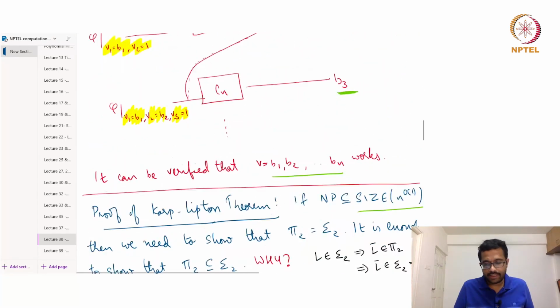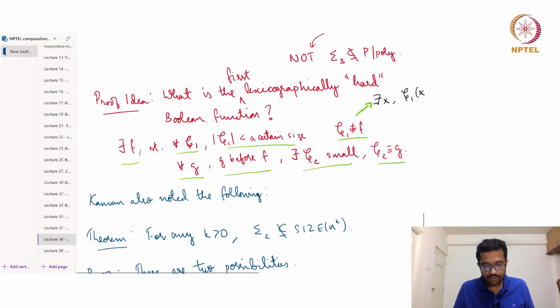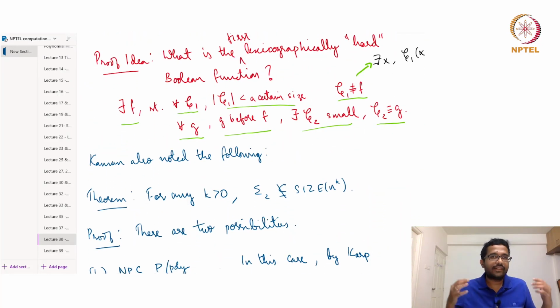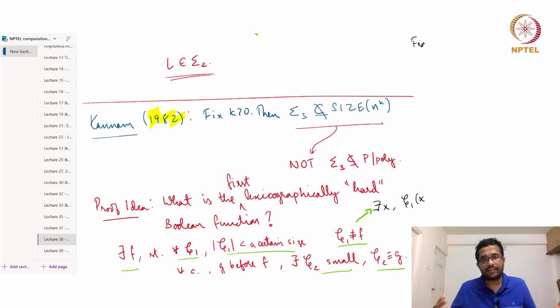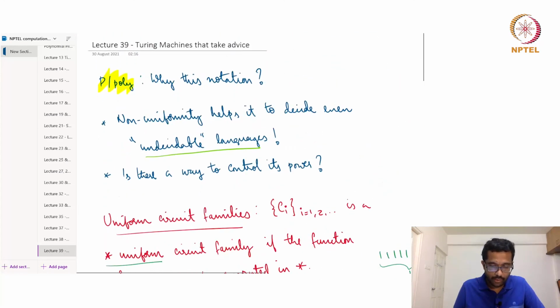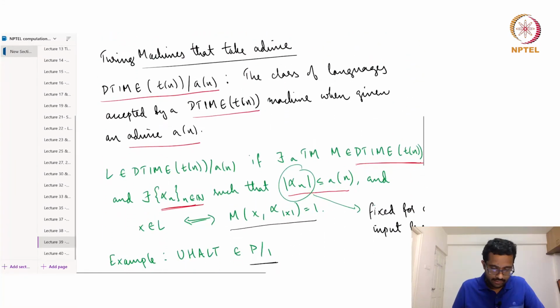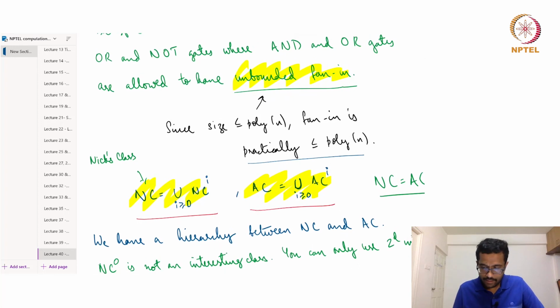We saw Meyer's theorem about exponential time and how that relates to P/poly, and then Kannan's theorem, which said that there are languages or functions that require arbitrarily large size circuits, or arbitrarily large size polynomials in the polynomial hierarchy. And then we saw Turing machines that take advice, and finally we saw the NC and AC hierarchy. And that completes week 7, and thank you.